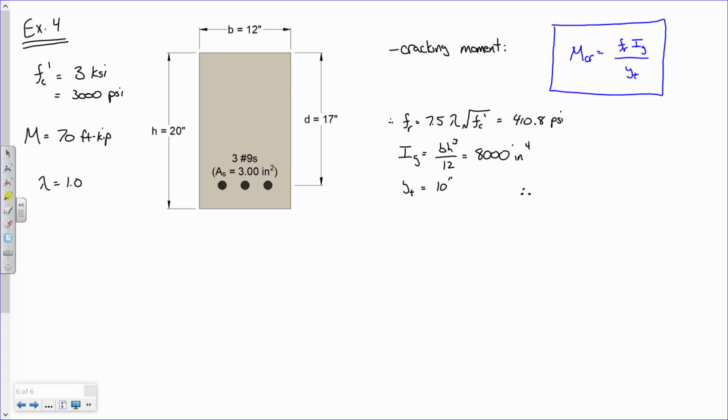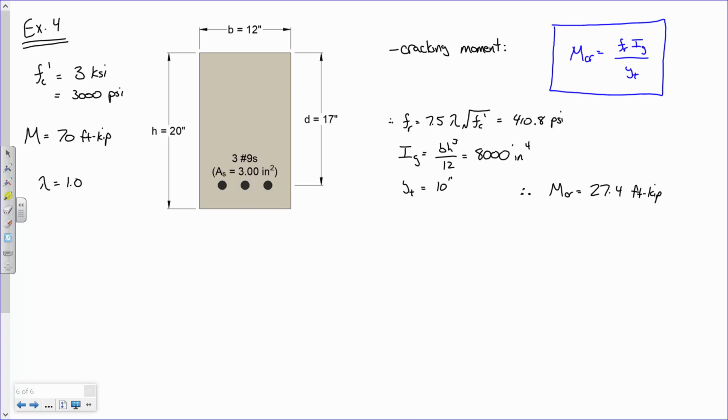When it's all said and done, you're going to get a cracking moment of about 27.4 foot kips. It's YT. Well, that's what I'm saying. You tell me. YT is the distance from the centroid to the extreme tensile fiber, and this is a rectangle, so that's just half your height. Everybody okay with this? So tell me what this means.